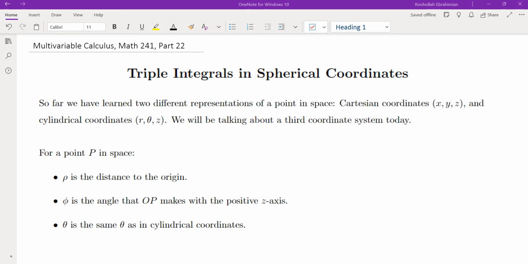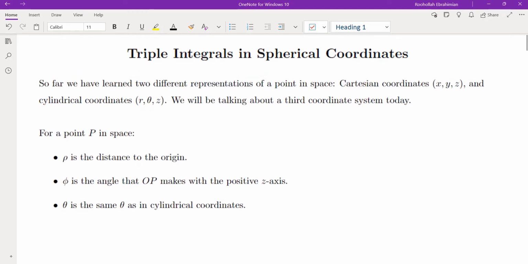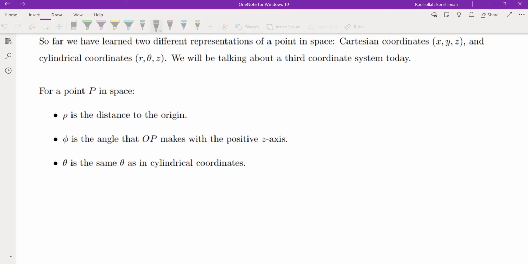Hello, this is the 22nd video on my multivariable calculus. We are going to talk about triple integrals in spherical coordinates. So in the previous video, we talked about cylindrical coordinates, which is a coordinate system that is obtained from making polar coordinates three-dimensional. Here we're going to talk about another coordinate system called spherical coordinates, which can represent spheres and cones pretty easily.